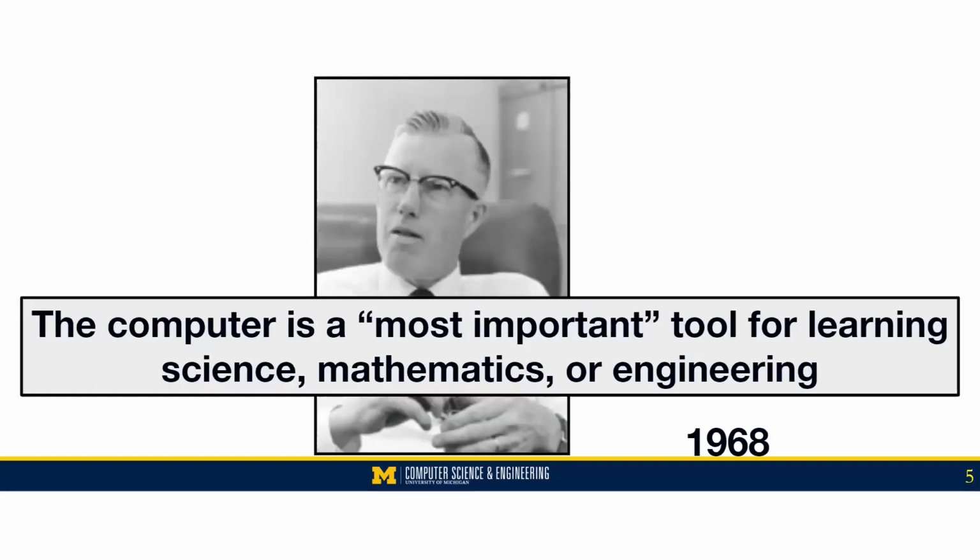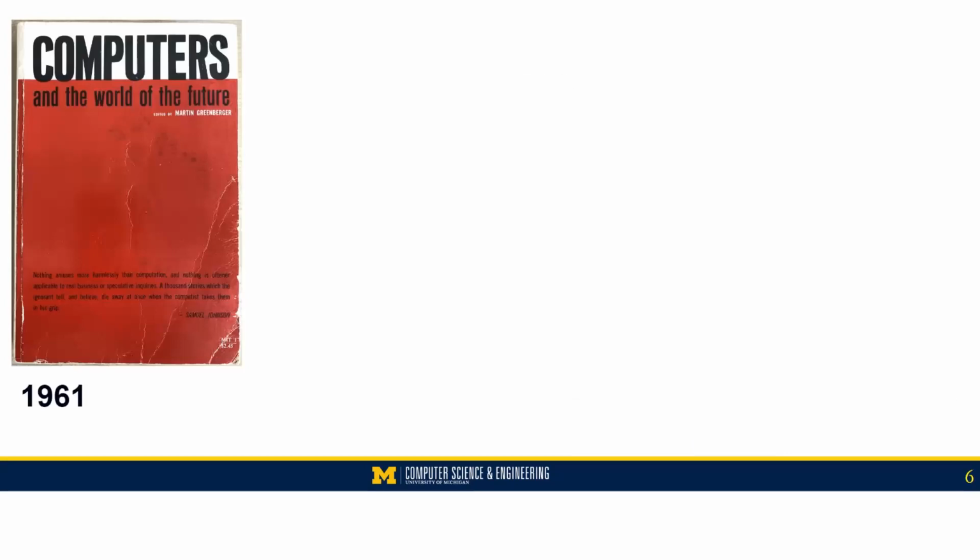In 1968, he expanded on that phrase because it literally was just the words computer science. But he says the computer is a most important tool for learning science, mathematics, or engineering. So as early as the early 1960s, here's George Forsythe saying, everybody ought to learn about computer science. It's going to be necessary for how we learn in the future.